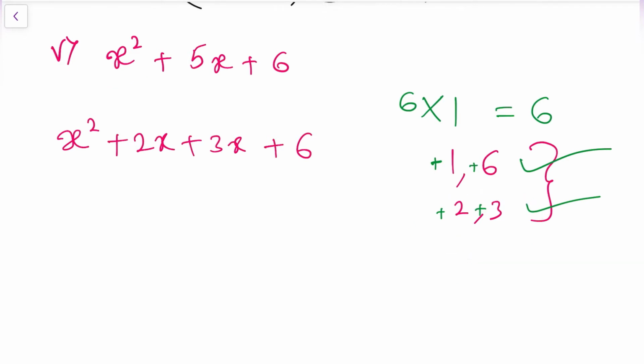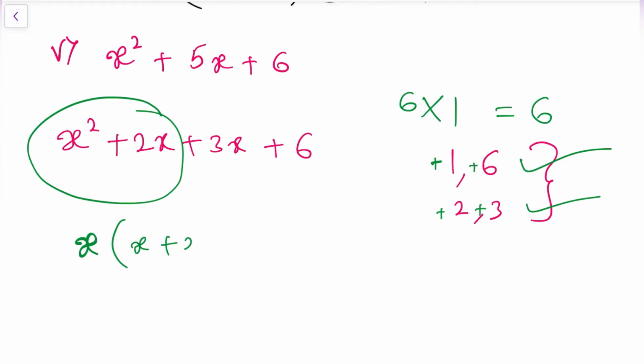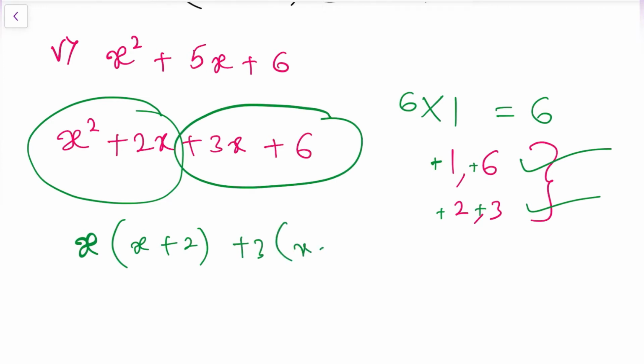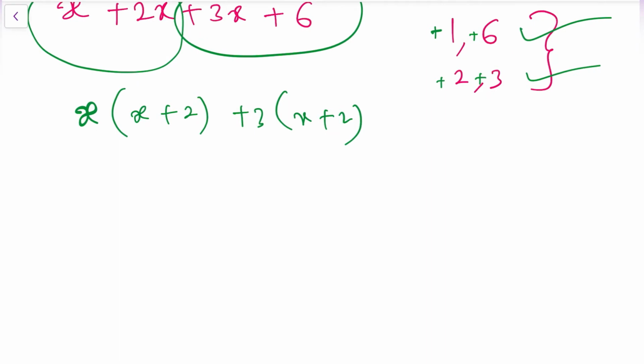So now from the first as well as second term, we can take out x common. So if I take x common, then we remain with x plus 2. Next, from the third and fourth term also we can take out 3 common. So 3 into x plus 2. Now here x plus 2 is there, here also x plus 2 is there.